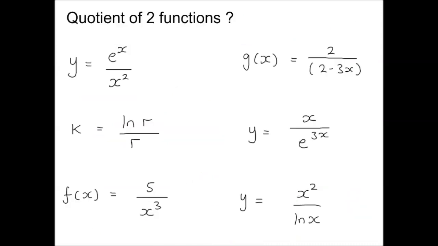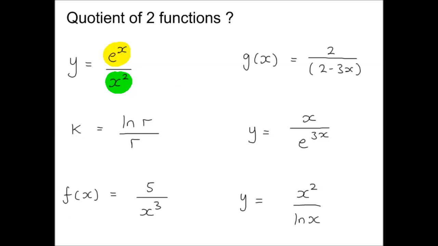Okay, moving on to dividing functions of x, which leads to the quotient rule of differentiation. Now the word quotient just means the result of a division. For example, 6 divided by 3 has a quotient of 2. It's just the result of division. Now what we're looking for specifically here is the division of two functions. Let's look at the first one. E to the power of x is a function of x, and we're dividing that by another function of x. So this is the division of two functions of x.